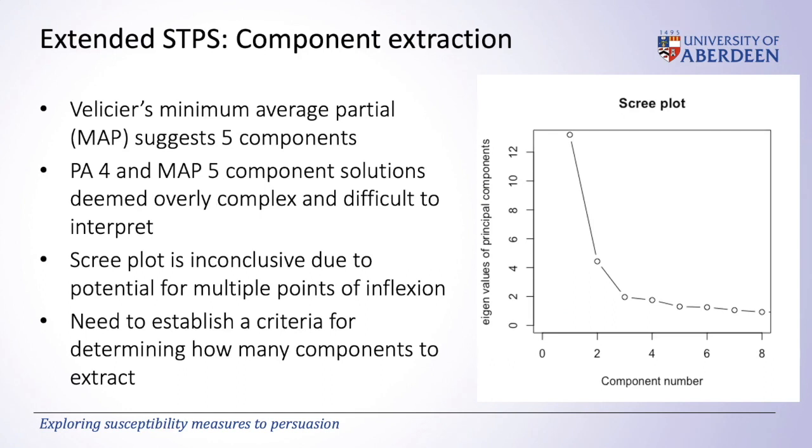We also ran Velicer's minimum average partial or MAP test as an alternative to parallel analysis. However, both 4 and 5 component solutions recommended by these tests were deemed overly complex and as such difficult to interpret due to multiple high and low cross-loadings. Interpreting the scree plot was inconclusive due to the potential for multiple points of inflection. This led to a need for us to establish a criteria for how many components to extract based on recommendations from the literature. For more details about this, please see the results section of our paper.